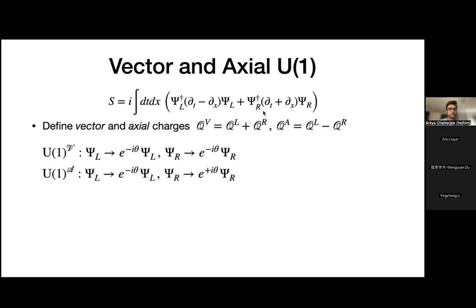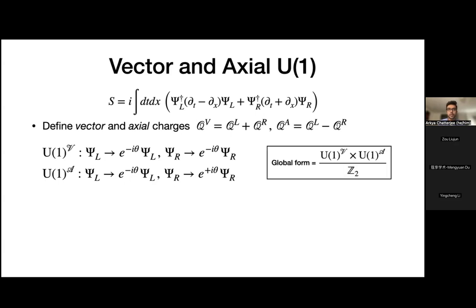You can see that the vector charge generates a U1 symmetry, which acts with the same phase on both the left and right movers, whereas the axial U1 acts with opposite phases on the left movers and the right movers. In this sense, U1 axial is a chiral symmetry because it acts differently on the left and right movers.